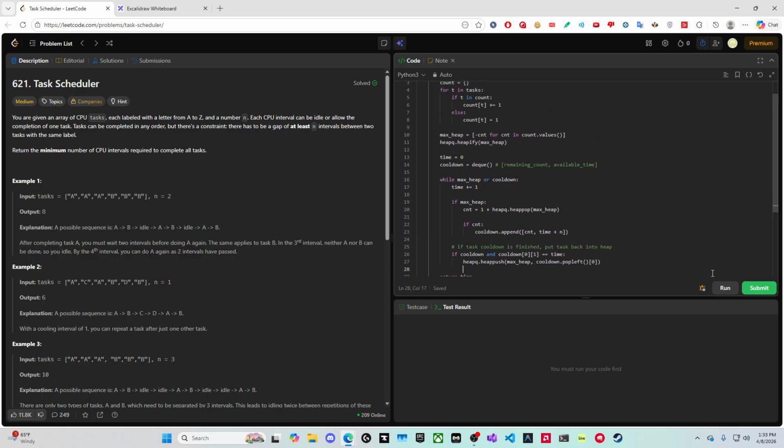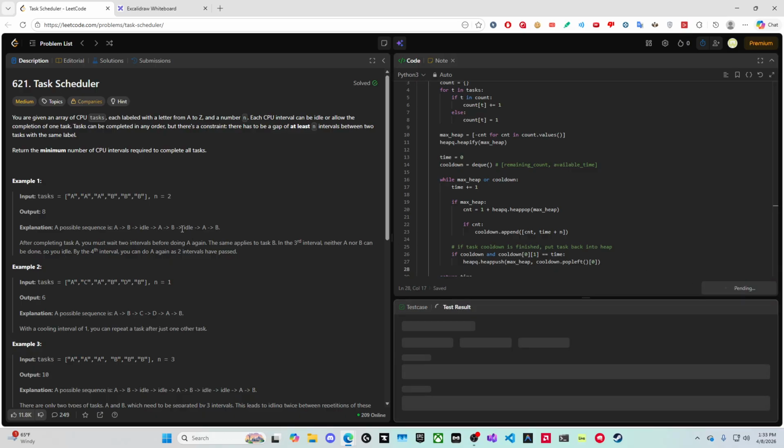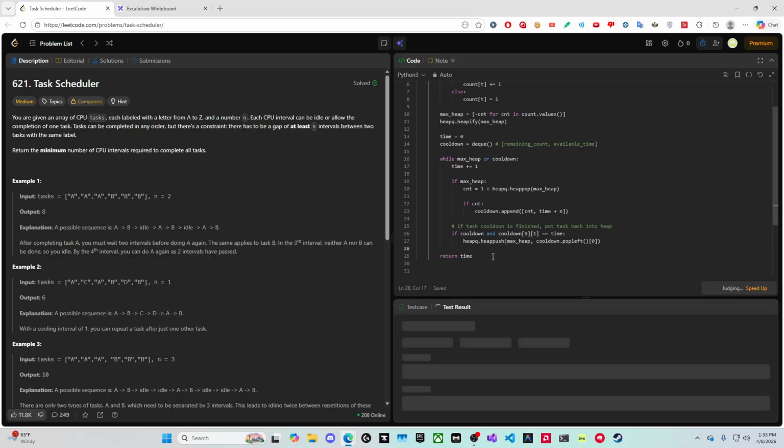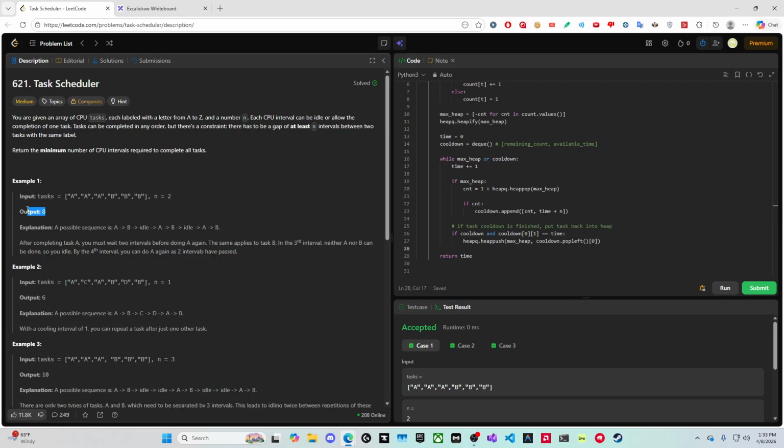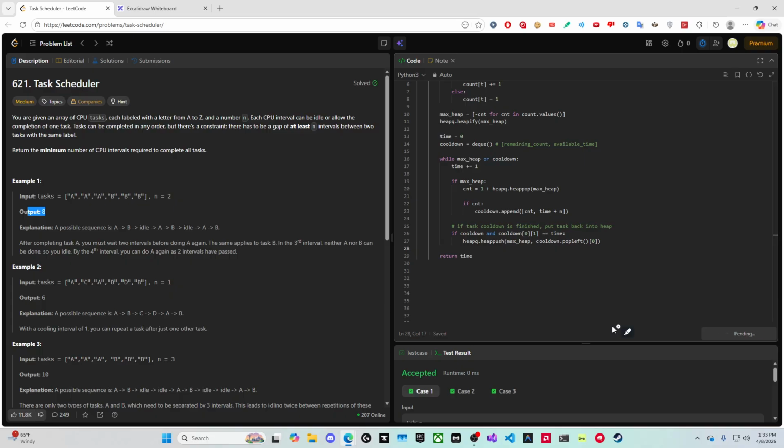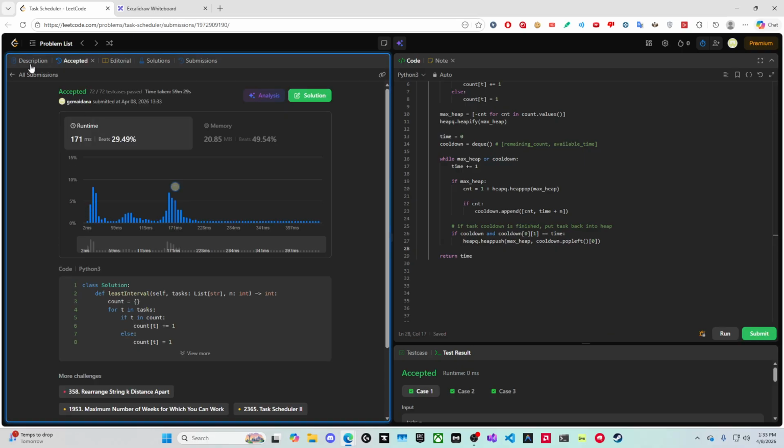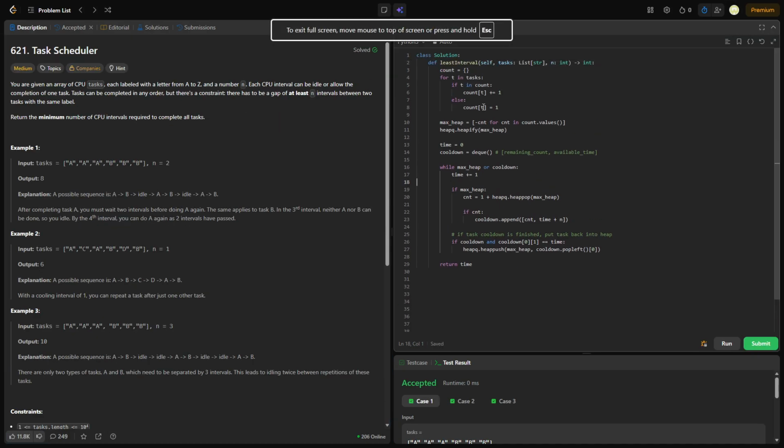And the time really is how long it takes to complete all our tasks, how many CPU intervals. I believe that is it. I had some syntax issues there, but I don't believe there are any more. Okay, yeah, that's our code. All right, so that is the max heap approach.